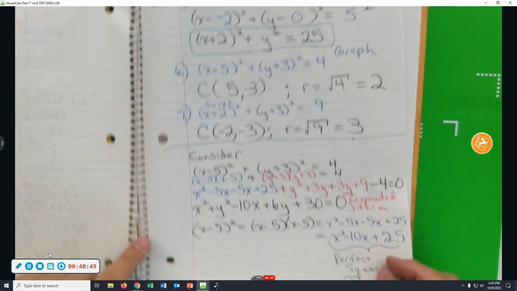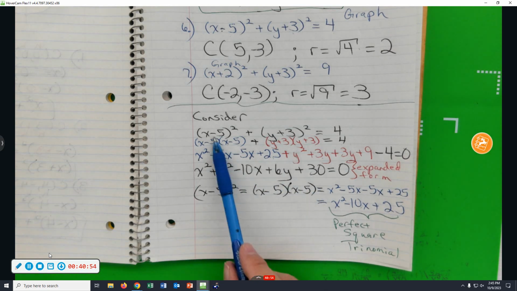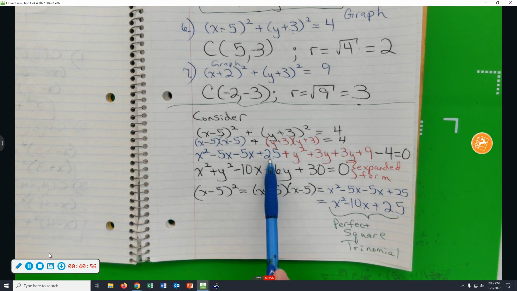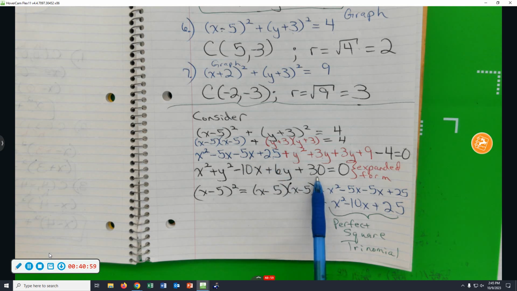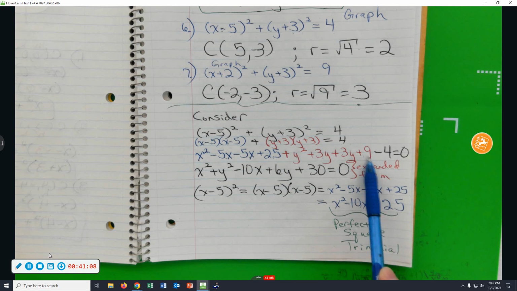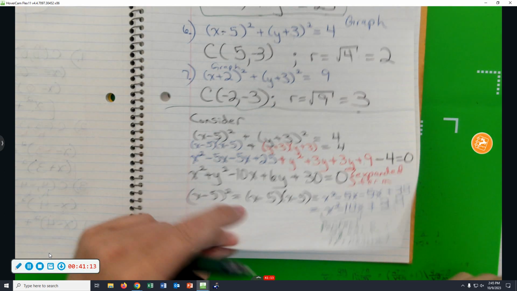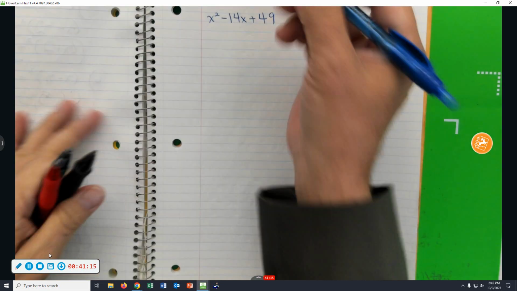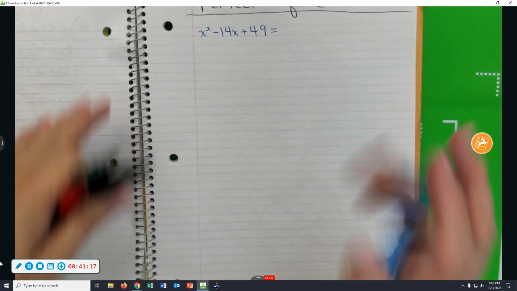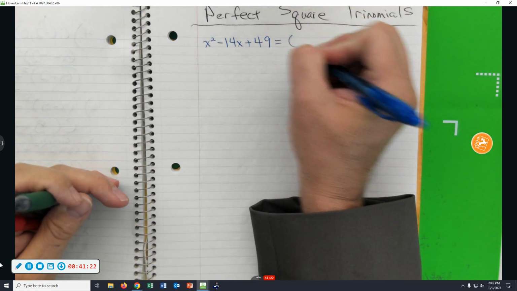When you look at what we had right here, in the final answer, that x minus 5 quantity squared, we picked up that 25. But the 25 is not appearing in the expanded form. You're going to have to break the constant into the constant you need for the x's, the constant you need for the y's, and then that number that's left over. So this thing, x squared minus 14x plus 49, let's factor it.